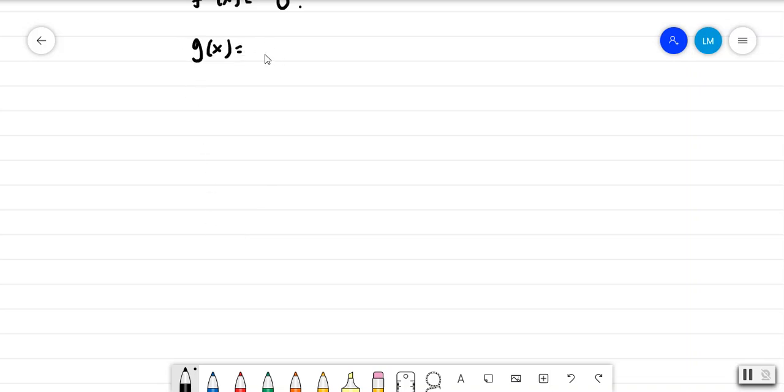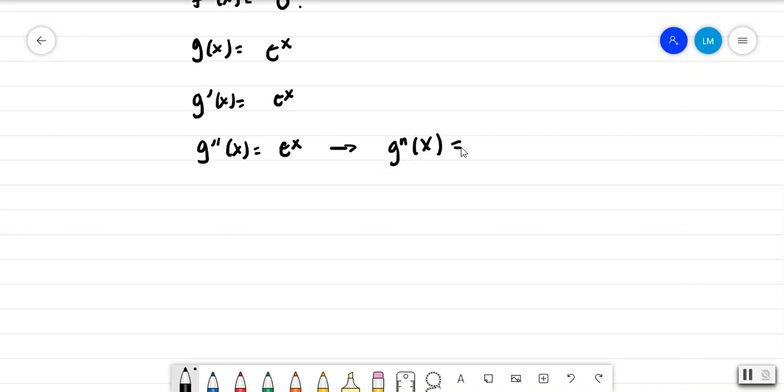is equal to e to the x, well, the first derivative is e to the x. We also have that the second derivative is e to the x. Basically, I'll just keep repeating that and determine that the nth derivative of g of x is simply e to the x.